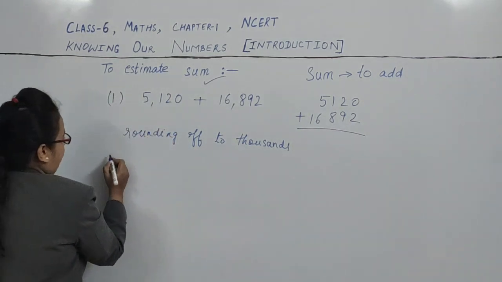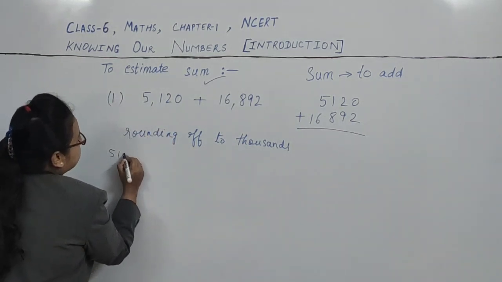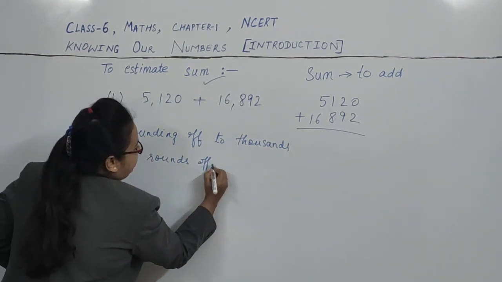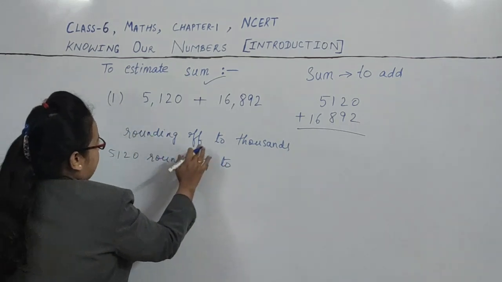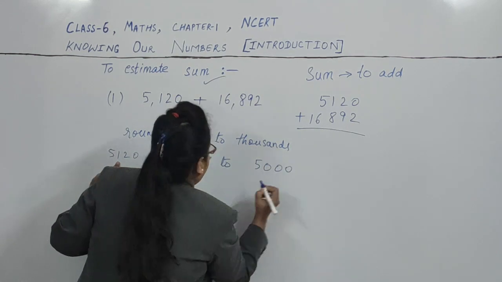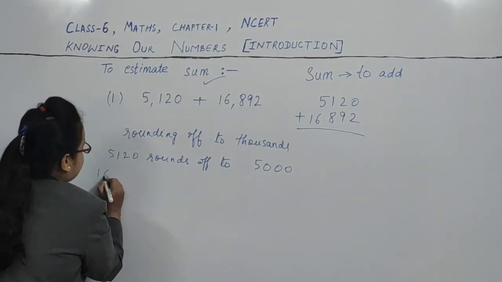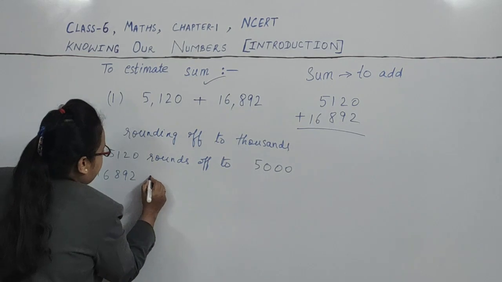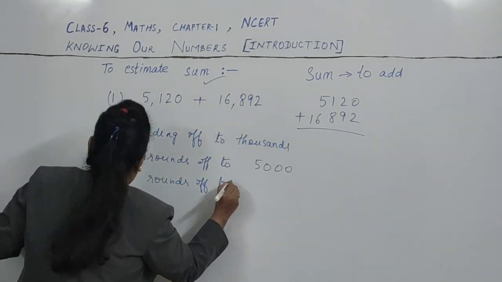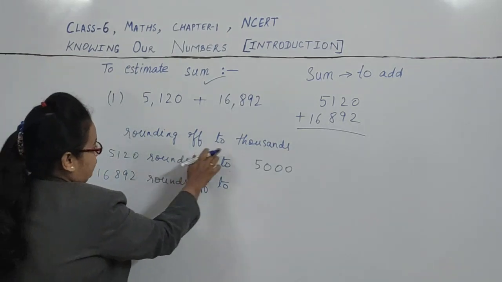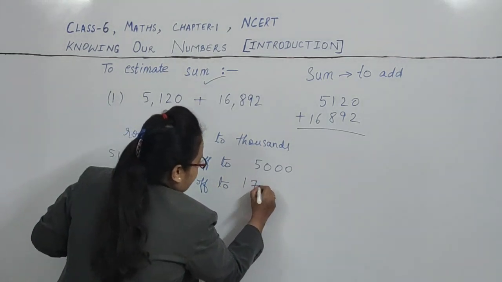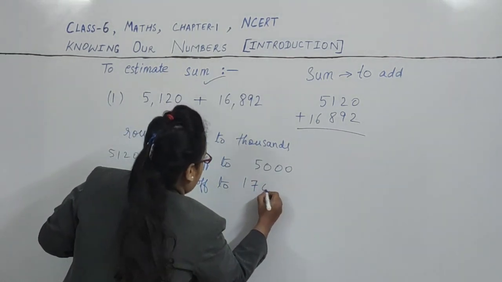So 5120, if we round off this number to thousands, it rounds off to 5,000. And 16892, when this number is rounded off to thousands, it is rounded off to 17,000.